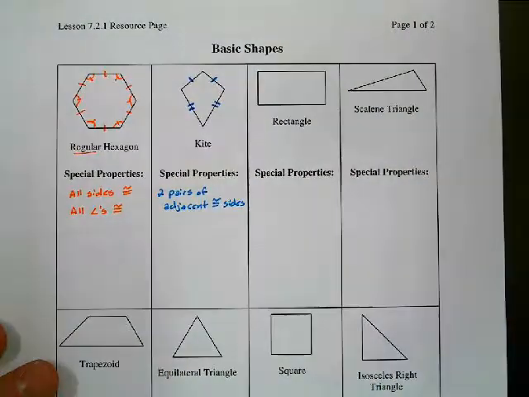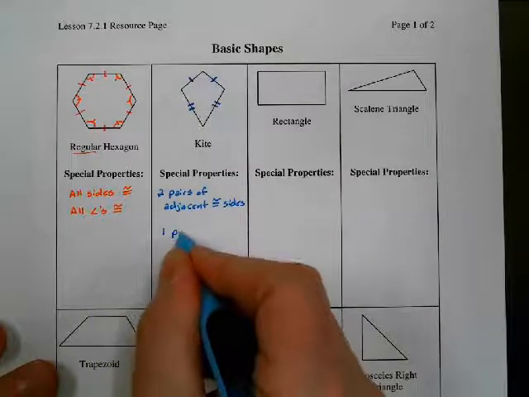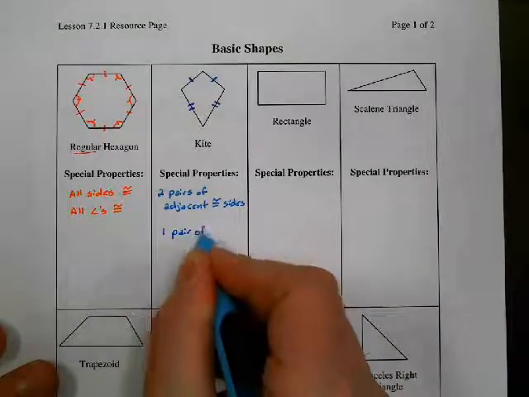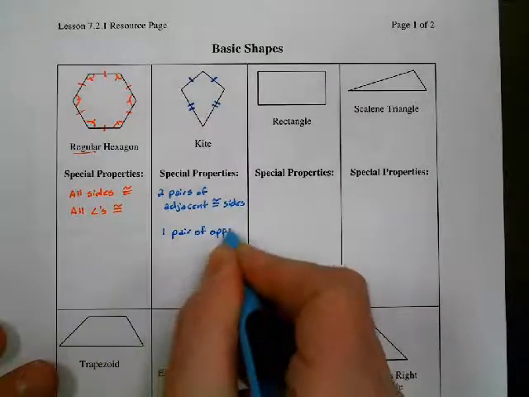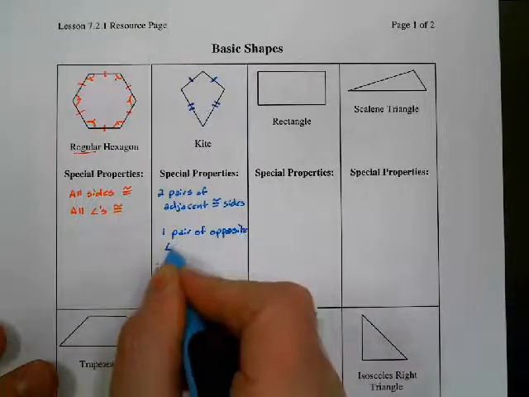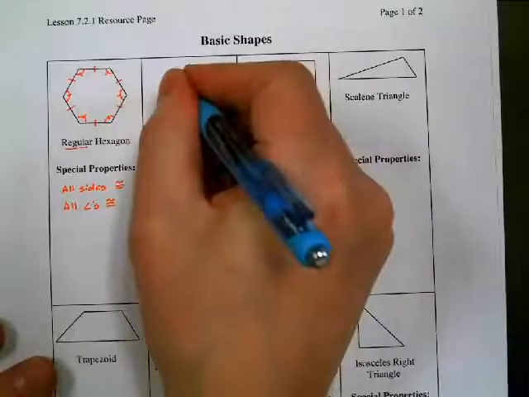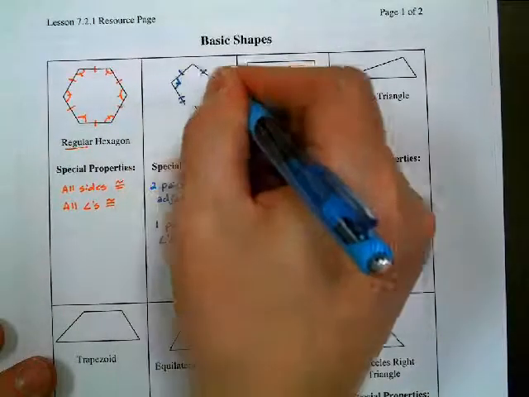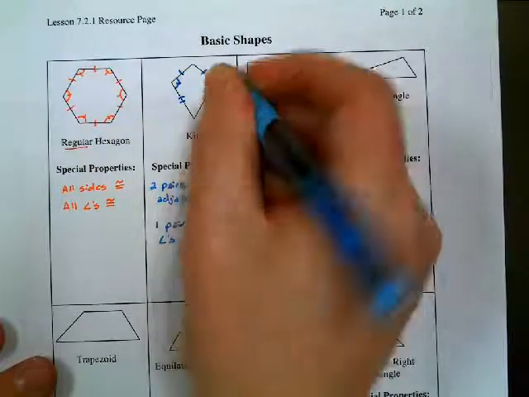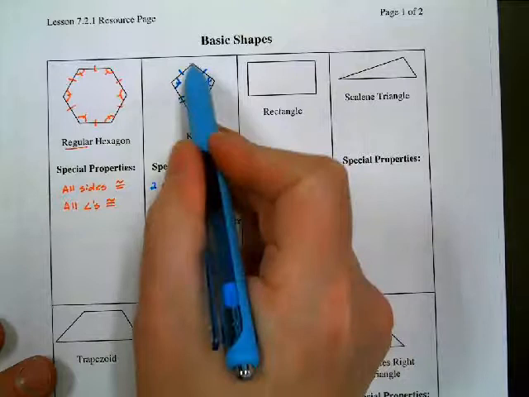We actually have a pair of angles. 1 pair of the opposite angles are congruent. And the angles that are congruent are always the angles that are between the different sides. These two angles are not congruent, but these two always will be.